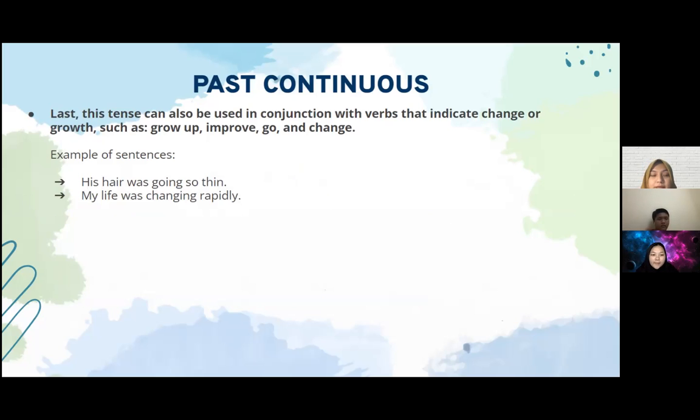The last point is this tense can also be used in conjunction with verbs that indicate change or growth, such as go up, improve, go, and change. Examples of sentences are: his hair was going so thin, and my life was changing rapidly.